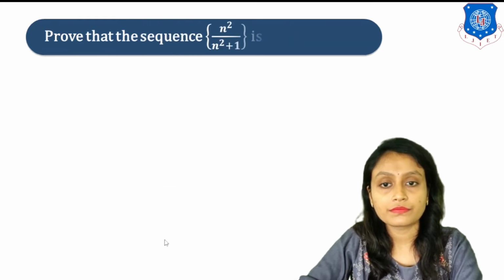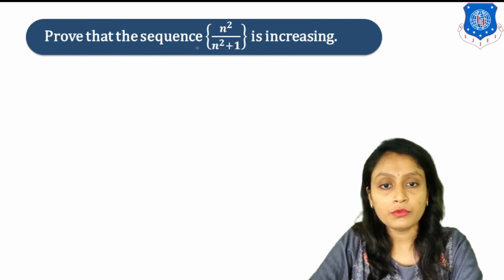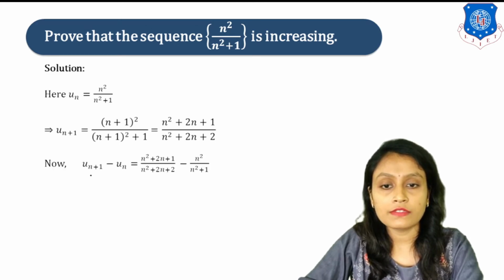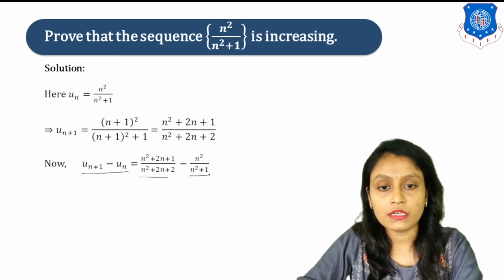Now one more example. Prove that the sequence n square upon n square plus 1 is increasing. We will write u_n equals n square upon n square plus 1. Now for u_{n+1}, in place of n we write n plus 1. So here we have (n plus 1) whole square upon (n plus 1) whole square plus 1. Simplifying, you will get n square plus 2n plus 1 upon n square plus 2n plus 2. Now we will solve u_{n+1} minus u_n.